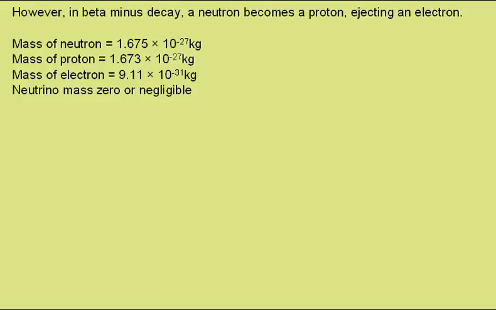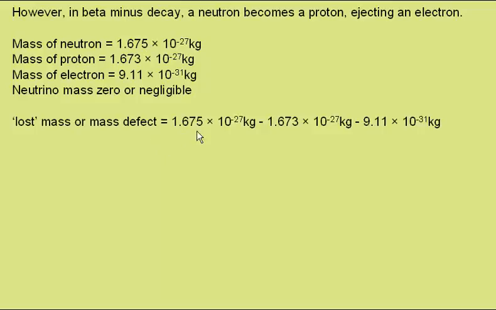So to find the mass defect, if we take the mass of the proton and electron that we end up with, away from the mass of the neutron, we find the lost mass or mass defect. So the lost mass is given by the mass of the neutron minus that of the proton and the electron. And this comes out at 1.089 times 10 to the minus 30 kilograms. To find this as a percentage, divide by the mass of the neutron we start with and multiply by 100. This comes out at a much larger 0.06%, clearly not negligible.